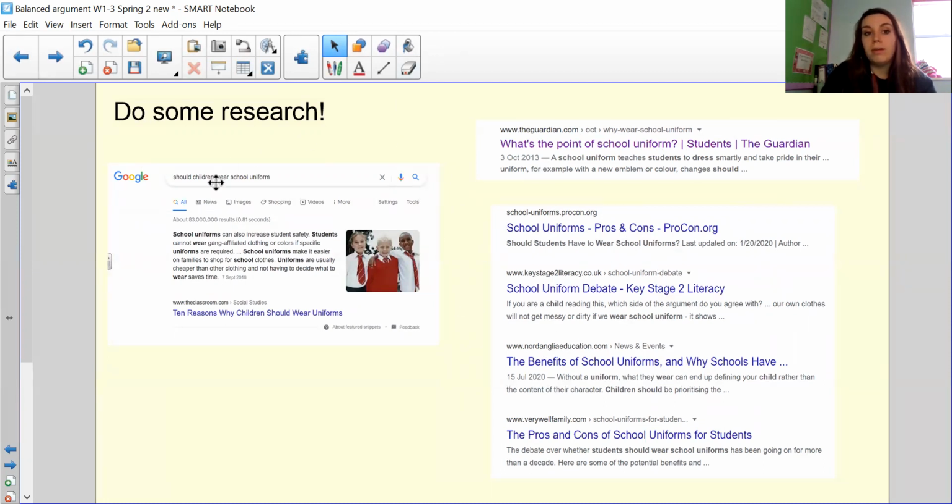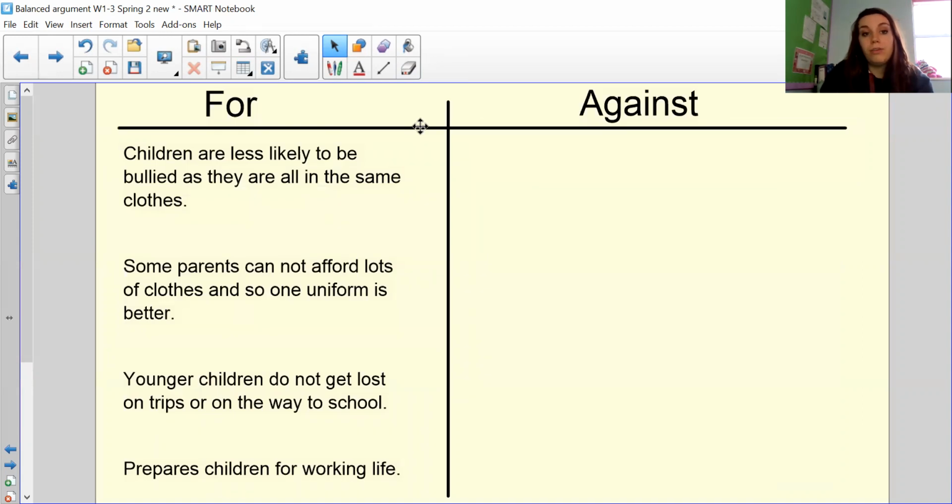So first thing you'll need to do is type into Google and have a look if you can find some different points of view and evidence, because this is all our evidence, what people have said, researchers, scientists, teachers, parents. Then you need to create a table for and against, and you need to put in your points. So for my for, I discovered from the articles that children are less likely to be bullied if they're all in the same clothes. Some parents cannot afford lots of clothes, and so one uniform is better. Young children do not get lost on trips or on the way to school, and it prepares children for working life. And I've written those in a formal way.